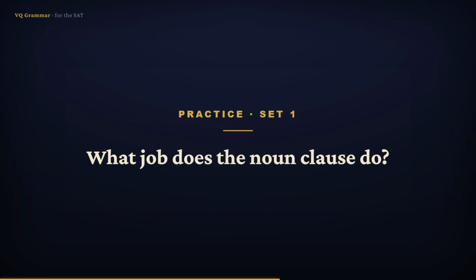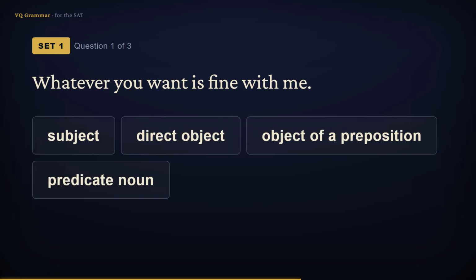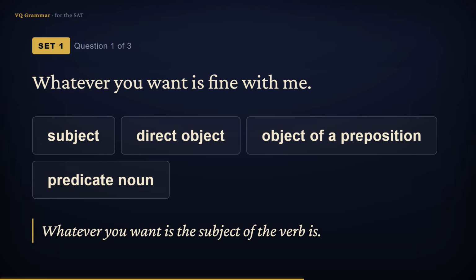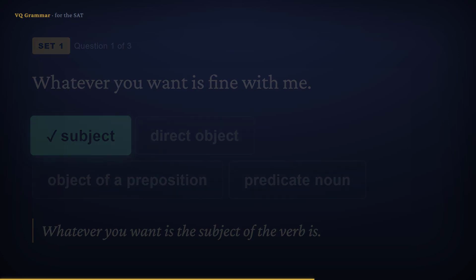Let's practice. Each sentence has a noun clause. Decide its job: subject, direct object, object of a preposition, or predicate noun. Pause and try before I answer. Whatever you want is fine with me. The clause, whatever you want, is the subject of the verb is. It's what's fine. So the answer is subject.